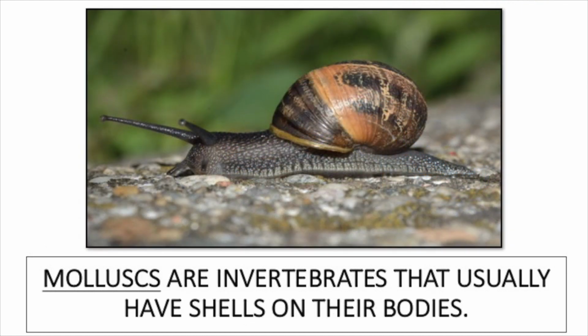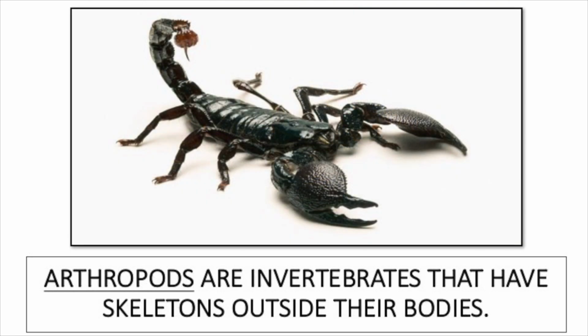Now, mollusks. Remember before, and again here, we have a picture of a snail. A snail is the type of invertebrate called a mollusk. And the way to tell mollusks is they are the ones that have the shell on their back. Invertebrates that usually have shells on their bodies. Mollusks. And then, does anybody know what animal this is?